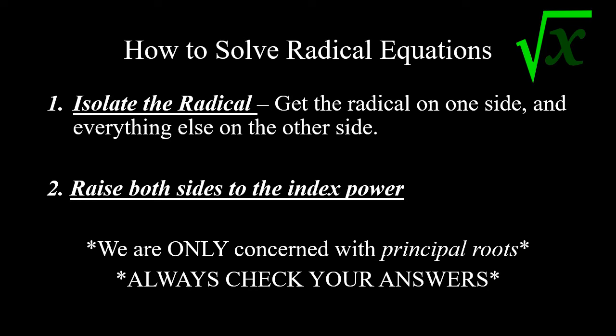When you solve radical equations, there are two steps that you follow. It's like solving any other kind of equation: you isolate and you solve. The first step is to isolate the radical. You want to get the radical on one side and everything else on the other side.